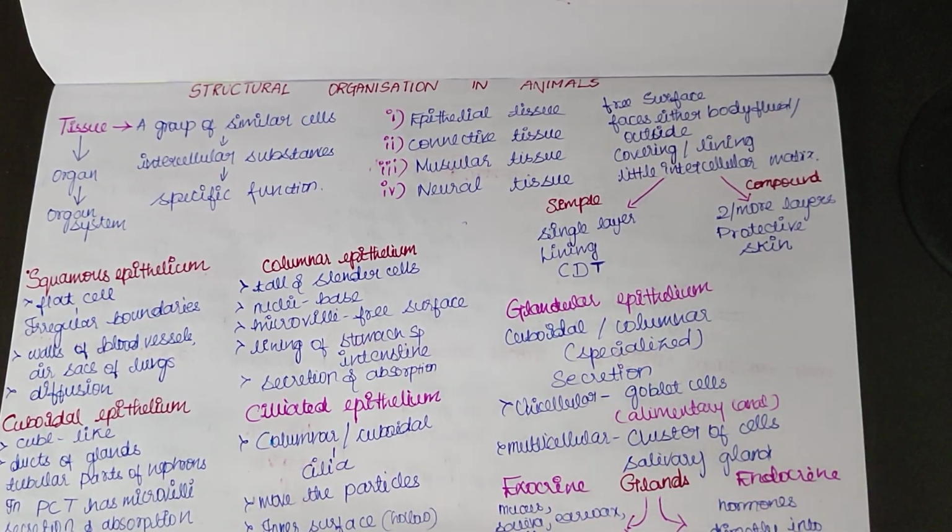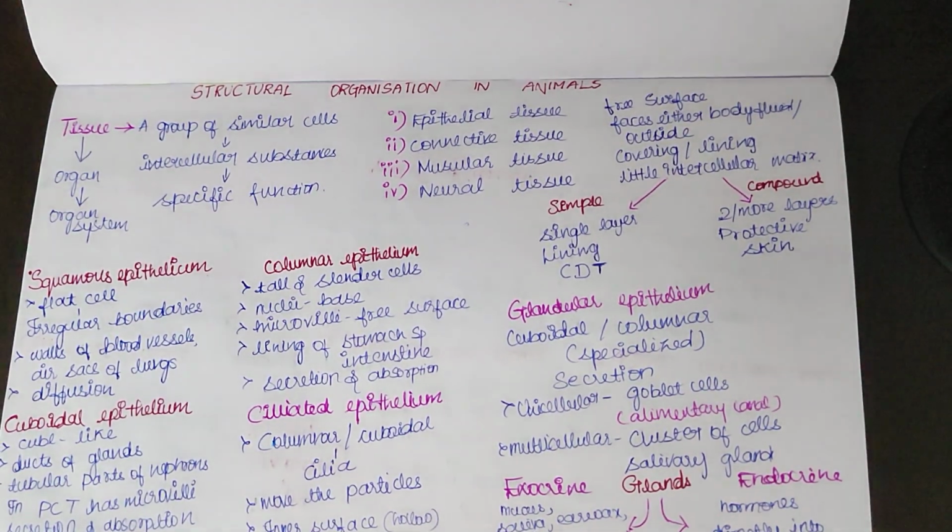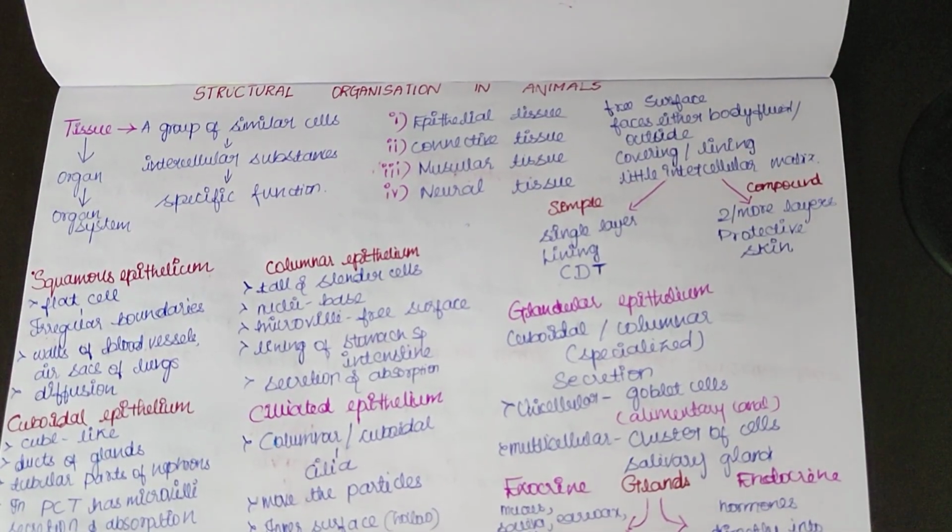So you all know in the unicellular animals only one cell will be there. But in case of multicellular animals, we have millions, trillions of cells. In case of Hydra, that is also a multicellular organism, but it has nearly thousands of cells. But in case of humans, higher animals, we have nearly billions of cells.